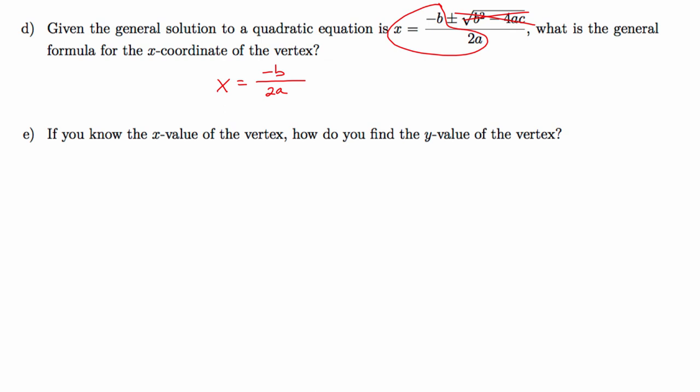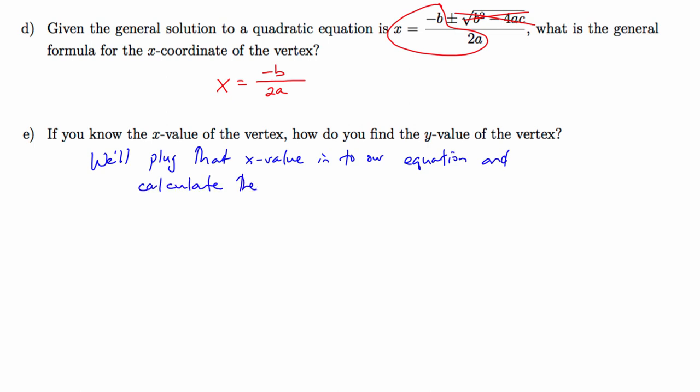Now this formula, x equals the opposite of b over 2a, only gives us the x value, or the x-coordinate of the vertex. So if we know the x-coordinate of the vertex, how would we find the y value of the vertex? Well, we'd do it the same way we would do anything else. We'll simply take that x value and substitute it into the quadratic equation we're working with. We'll plug that x value in and calculate the y value.